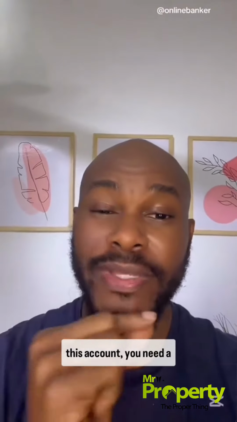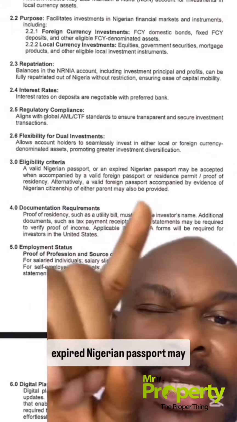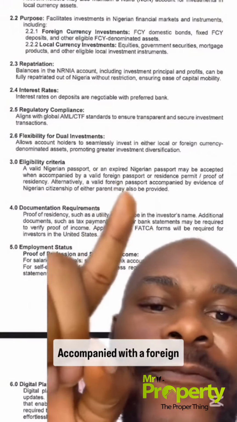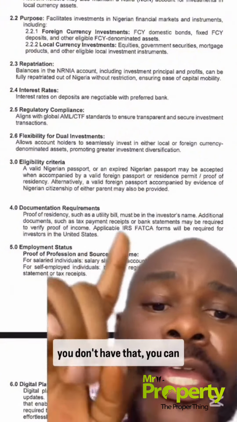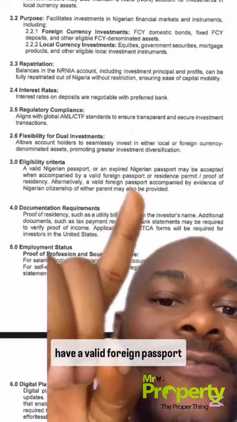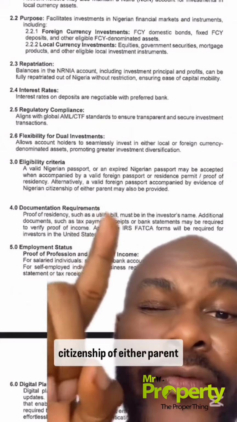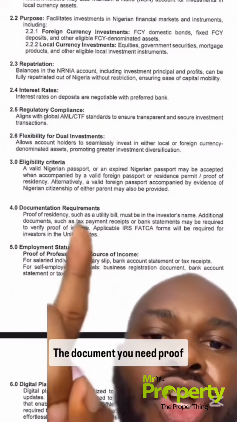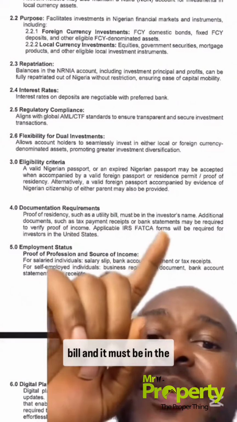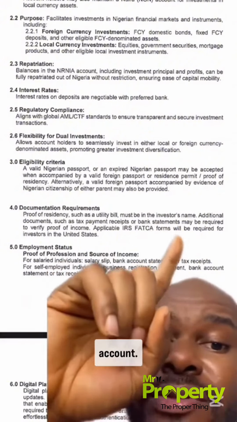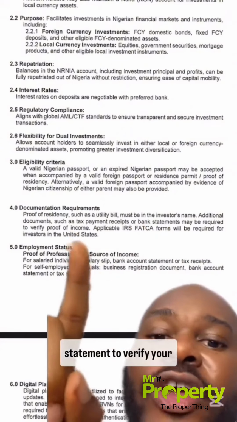For you to be able to open this account, you need a valid Nigerian passport, or an expired Nigerian passport may be accepted, accompanied with a foreign passport or residence permit or proof of residency. If you don't have that, you can have a valid foreign passport, and evidence of Nigerian citizenship of either parent may be provided. The documents you need: proof of residency such as a utility bill, and it must be in the investor's name. This is for the investment account. Additional documents like tax payment receipts or bank statement to verify your proof of income.